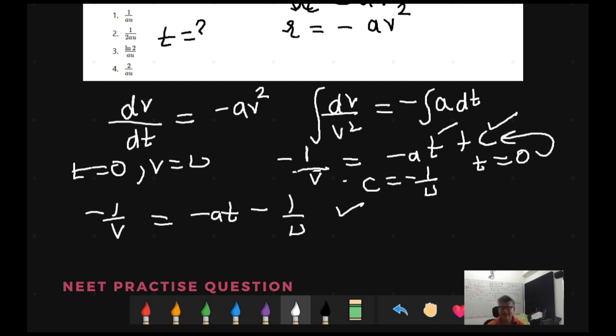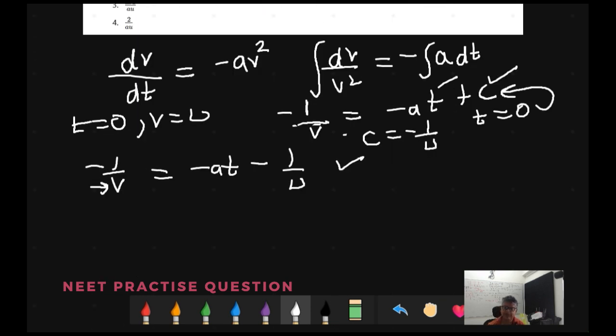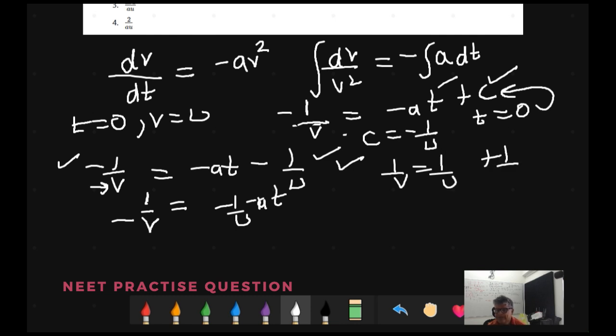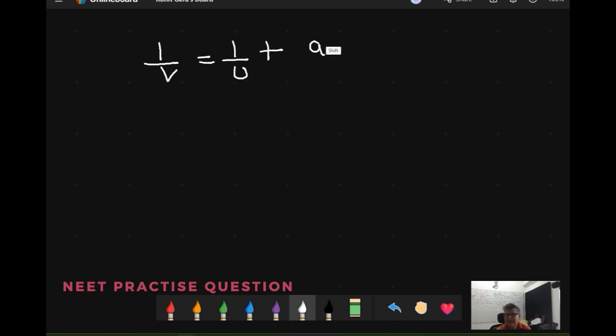But our focus is to find t. Let's go back to the question: the velocity reduces to half its initial velocity in how much time? Now if I rewrite this whole equation, minus 1 by v is equal to minus 1 by u minus at. I will remove the minus sign from all of them, so this becomes 1 by v is equal to 1 by u plus at. So this is my equation.